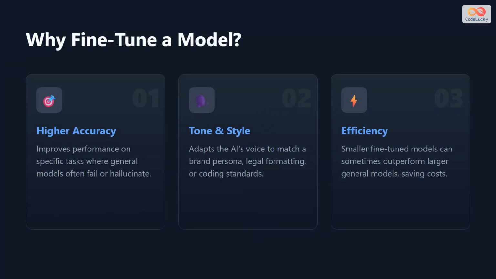Why should you bother doing this? First, accuracy. A specialist makes fewer mistakes in their field than a generalist. Second, tone and style. You can teach the model to speak like a lawyer, a pirate, or your brand's marketing team. And third, efficiency. Often, a smaller fine-tuned model is faster and cheaper to run than a massive general one.